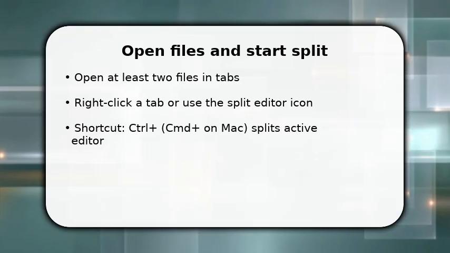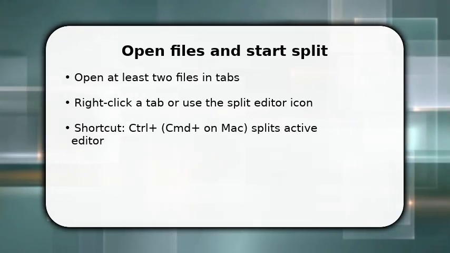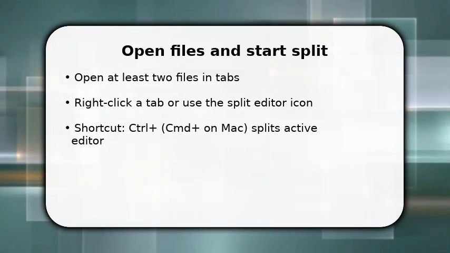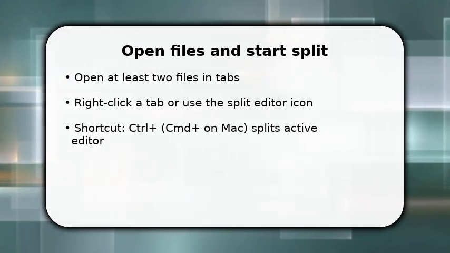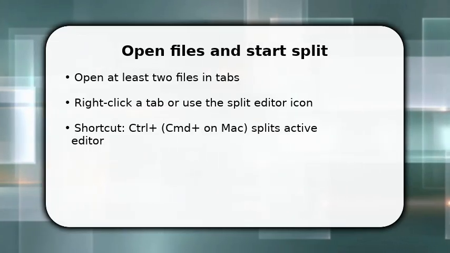You begin with the files you need. Open 2 or more tabs. Click the Split Editor icon at the top right of the editor or right-click a tab and choose Split Right. Once done, you'll see 2 panes. This is the basic side-by-side layout.